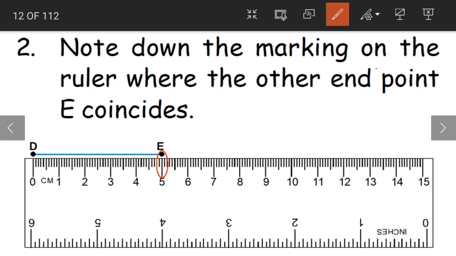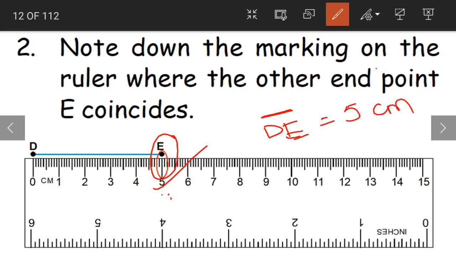Now note down the marking on the ruler where the other end point E coincides. Yes, so it is coinciding at 5. The length of the line segment DE, line segment. So we have to draw this above. Length is equal to 5 centimeters.